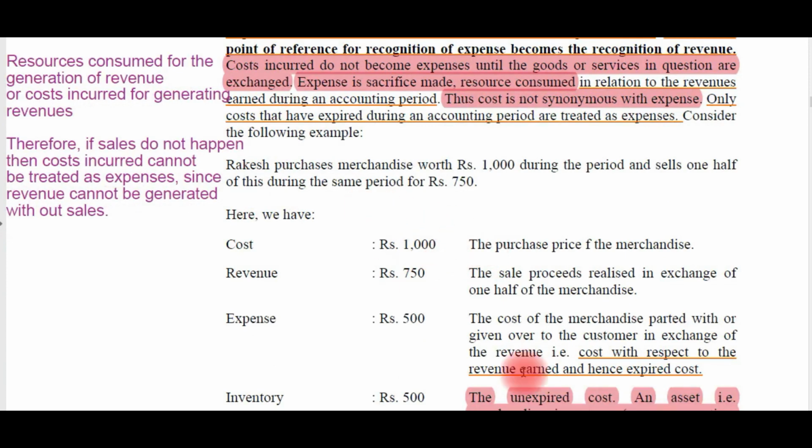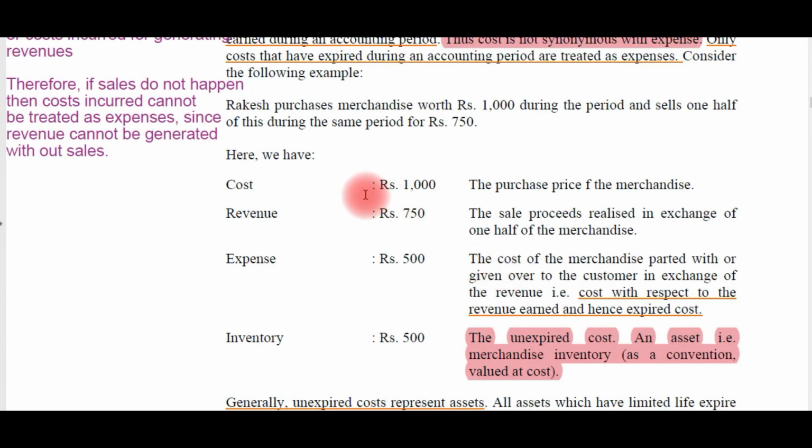Okay. There is an example here. A person purchased 1000 rupees of goods. Purchase price of the merchandise is 1000 rupees. He has generated a revenue of 750 rupees by selling half of the merchandise. He sold half of the goods for 750 rupees. The cost of half of the goods is 500 rupees. So that is the cost with respect to the revenue earned. See, 500 rupees worth goods are sold for 750 rupees. Means he got a profit of 250 rupees.